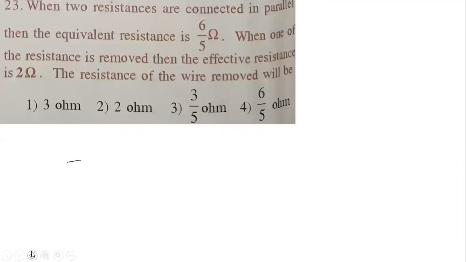Let's see the next question now. Look at this: when two resistors are connected in parallel combination, what should come to your mind? First thing, the formula. What formula? R1 into R2 by R1 plus R2, because this is the formula for parallel combination of two resistors. This comes to mind automatically. Equivalent resistance is 6 by 5. So I'm going to take RP equal to 6 by 5 ohm.